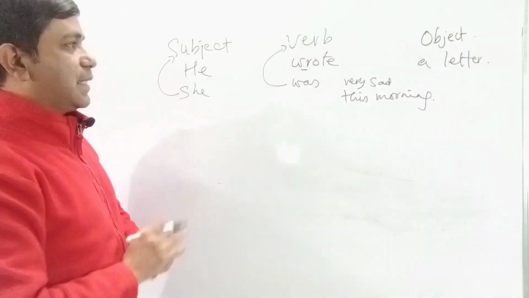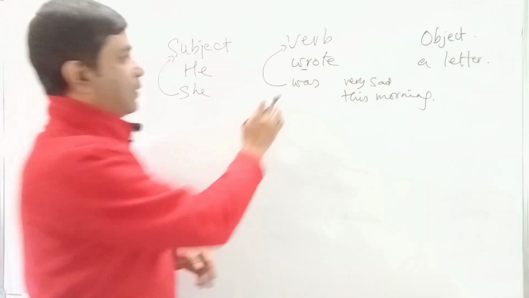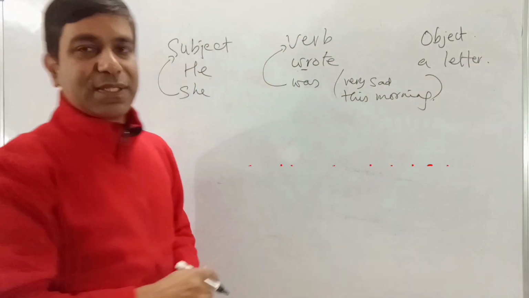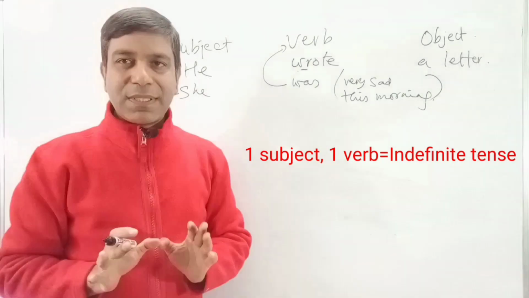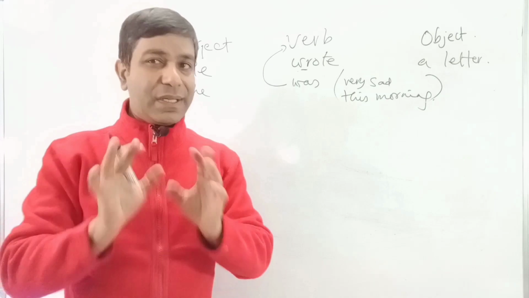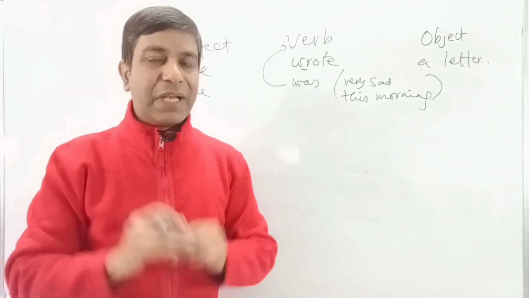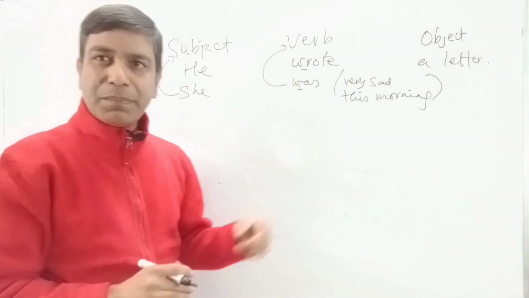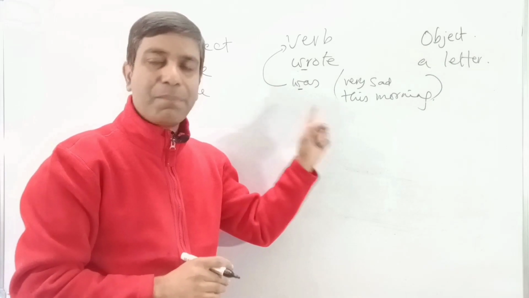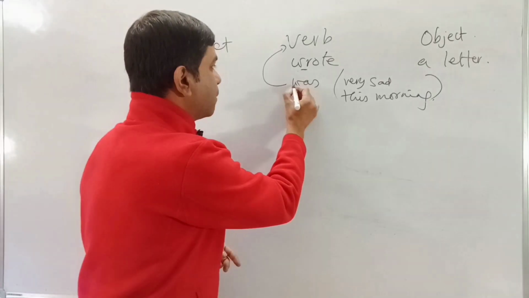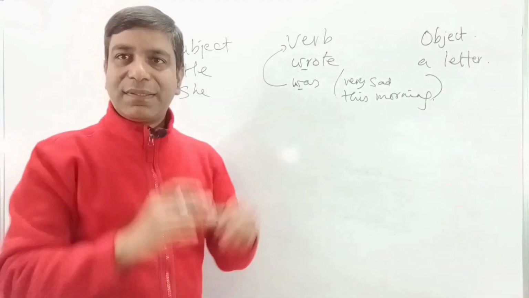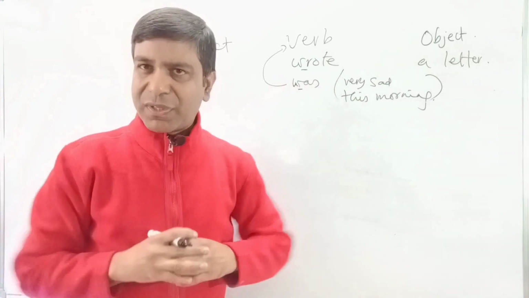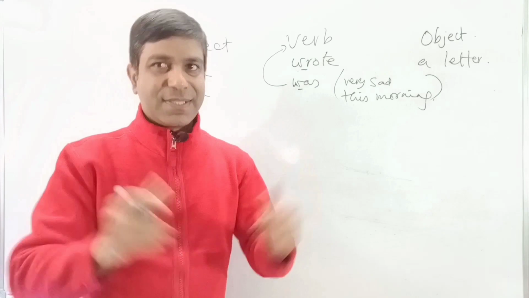So if you look at this sentence again, you see one subject and there is only one verb, was. Very sad this morning is something else. So one subject, one verb. That means it is an indefinite sentence, indefinite tense. But what kind of indefinite? In order to find it out, we look at the verb. Now verb is was. Verb is in past tense. So this verb makes us clear that this sentence is in past form. So summing up everything together, past indefinite tense.